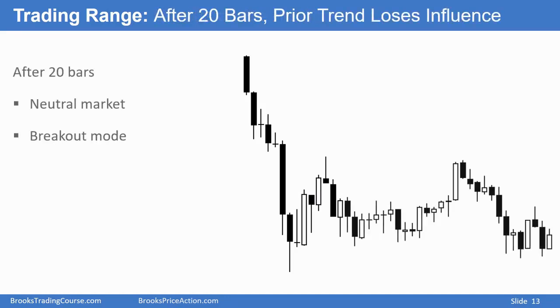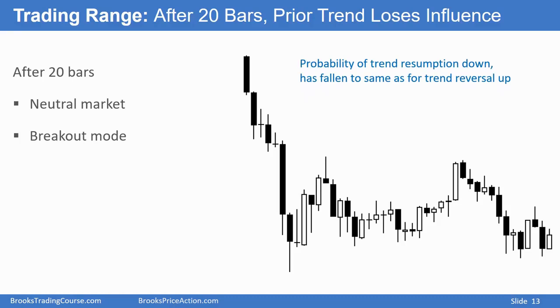After about 20 bars, the bulls and bears become just about equally balanced. The market's neutral, and then it's in breakout mode. 50% of the time, the first breakout fails, like here. We have a triangle or a tight trading range. We have a bull breakout that fails. And ultimately, a breakout up or down, 50% chance it'll be up, 50% chance it'll be down. But after about 20, 30, 40 bars, the probability of trend resumption down becomes the same as the probability for trend reversal up.